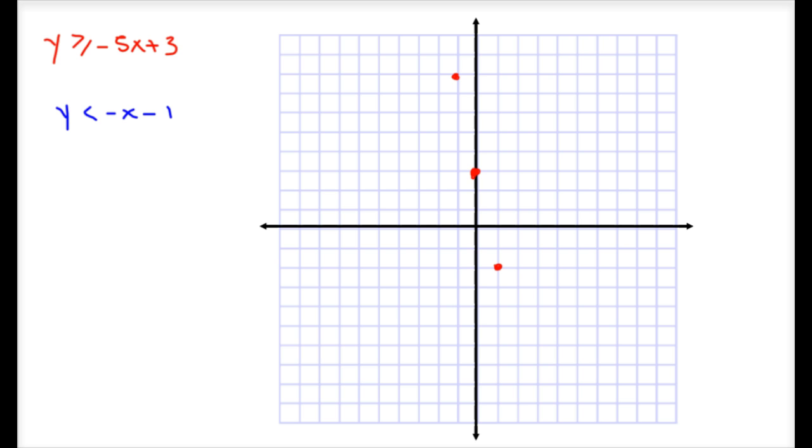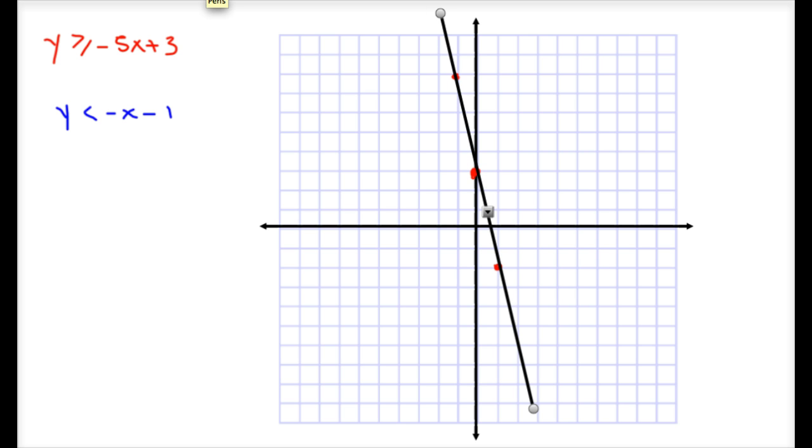Solid line or dotted line on this equation, y? Solid line. Why? Because it's equal to. Yeah, because it's equal to, okay? It has the equal to sign, so we're going to be a solid line on that one. Perfect. All right. And which way do I shade?